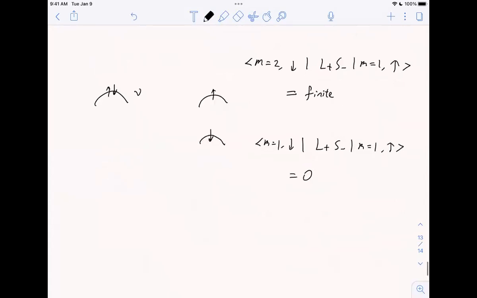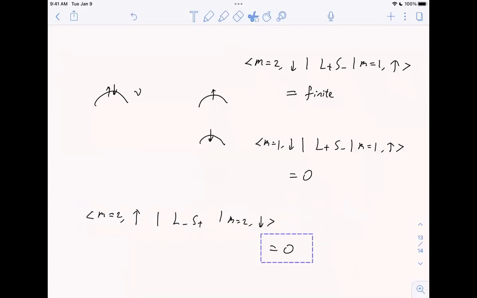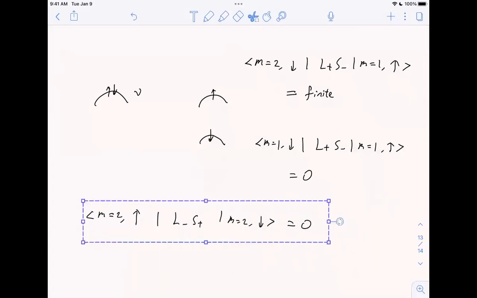I mean, you can do the same thing, but for M equal to 2, then you need to lower it, and then the S needs to be plus, so this will be down. Okay, so if this is M equal to 2 and spin up, so this will be 0. I mean, you can easily consider a few examples.